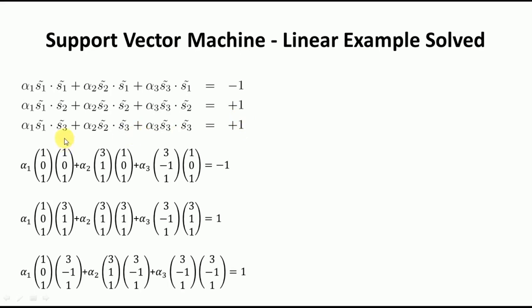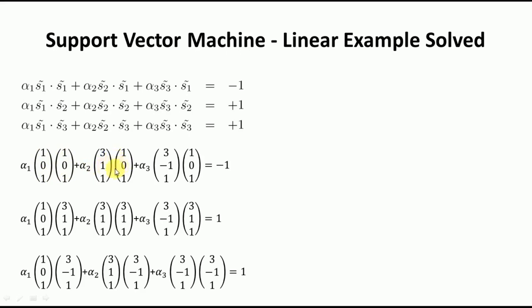Next, we need to put the values of S1, S2, S3 in these three equations. We will get these equations here. Once you get this equation, we need to perform the normal arithmetic operations. These are the two vectors, so we need to perform the dot product between these two vectors.